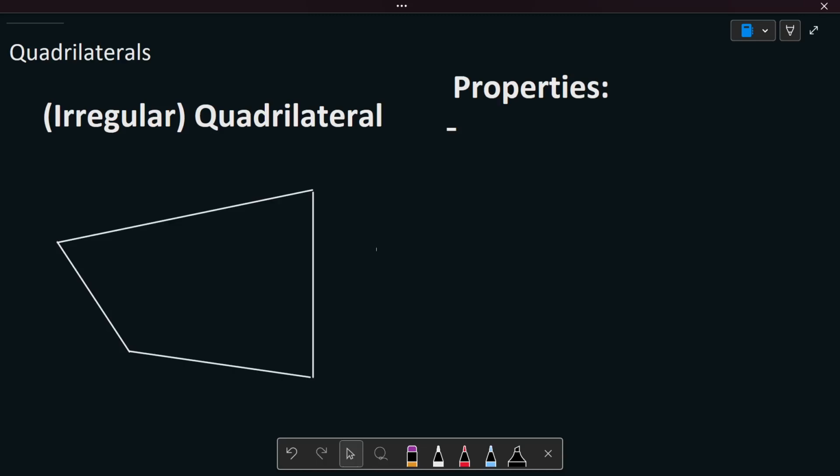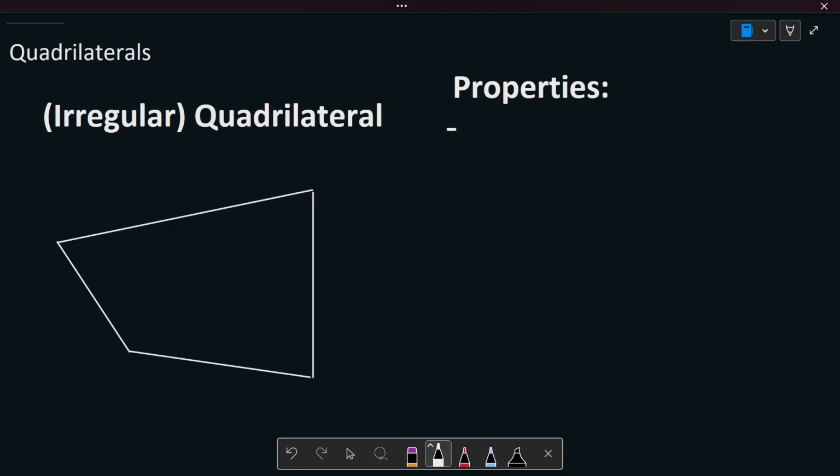Now, as you can see, there are no sides that are equal in length. There are no sides that are parallel to each other. The angles are not all equal to each other. Assumption made. And the diagonals are useless in this case. There's nothing special about the diagonals, but that is what an irregular quadrilateral is. That's just also cool to know.